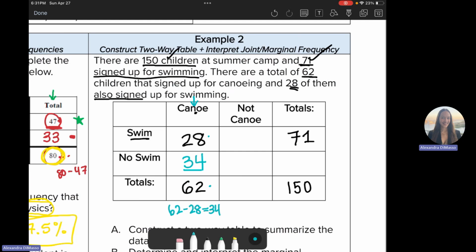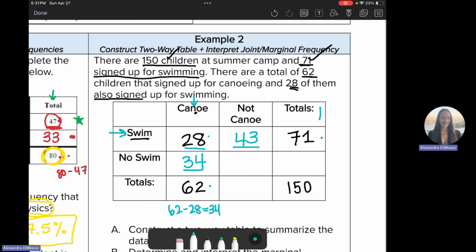And now, again, you don't have to go in the same order, but I'm going to look at swimming. I'm going to say, okay, 28 are doing canoeing. How many more are not canoeing so that I get a total of 71? So again, just going to subtract those two. I get 43.